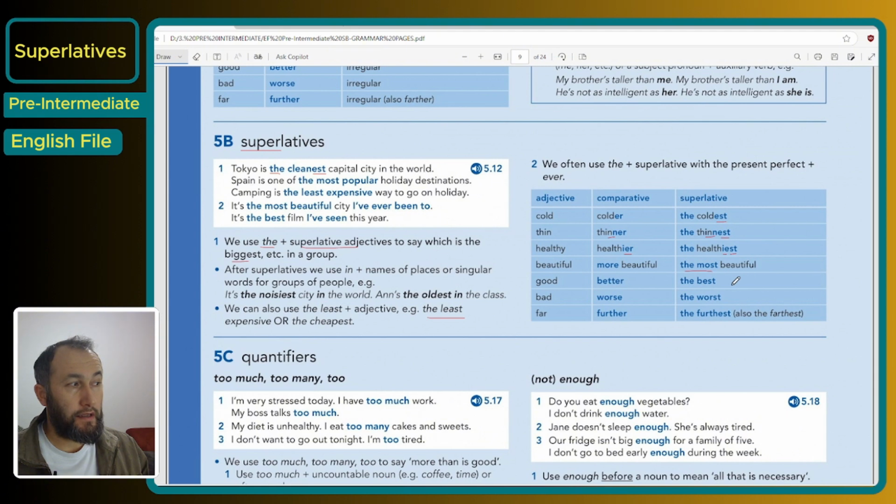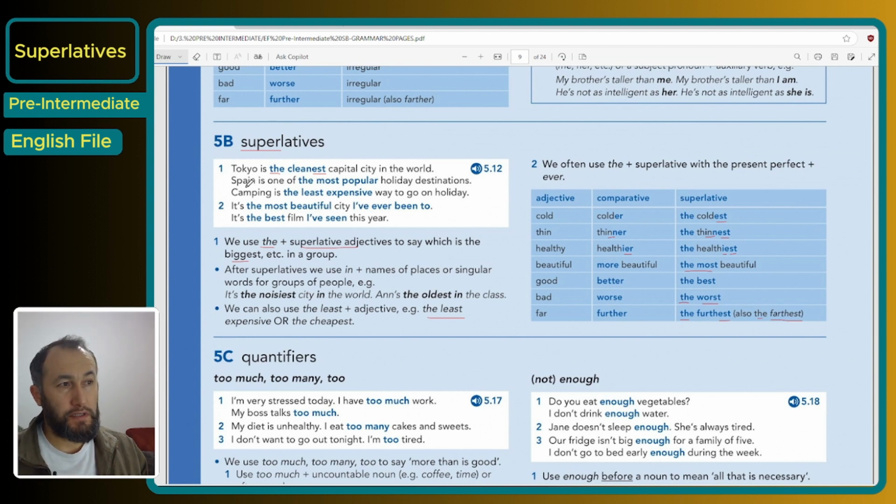And we've got then irregular adjectives like good, comparative is better, superlative we use the best. Bad, comparative is worse, the superlative the worst. Far, further is comparative, the furthest, also the farthest. Also it works, guys. So this is the superlative.